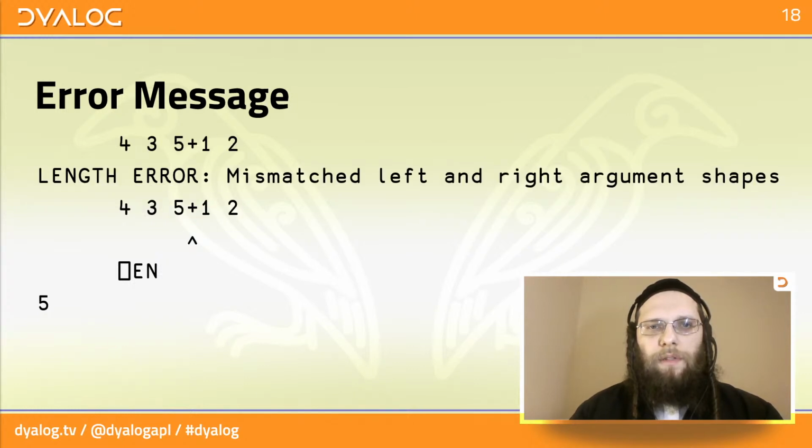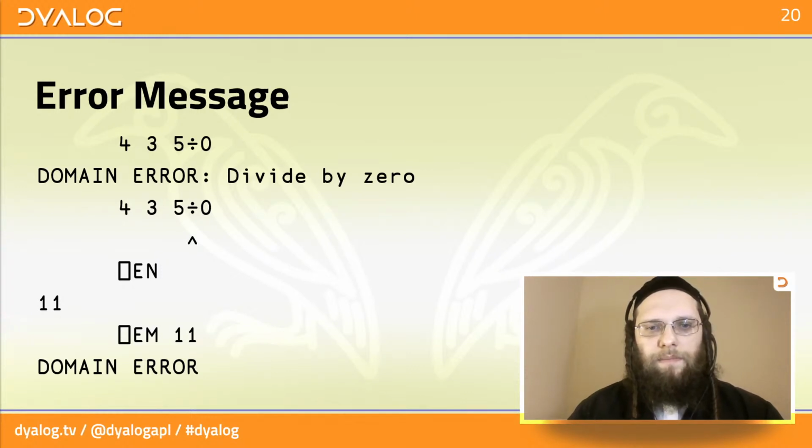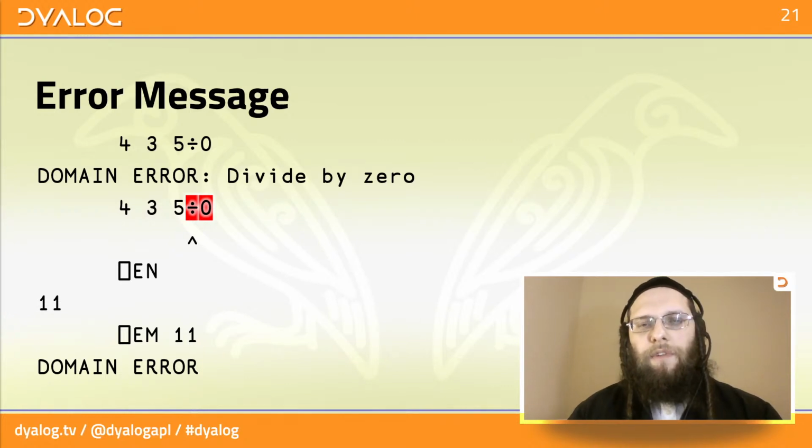And if we go to our addition of two vectors, try quad_em on the 5, we get a length error. And that's of course because the lengths don't match. And if we try with the division, we can get the text domain error. And that's because 0 is not in the domain of the right argument for division. Okay, so now we know how we can identify our errors after they have happened. How about continuing execution even though we have hit an error? And for that, we need an error trap.